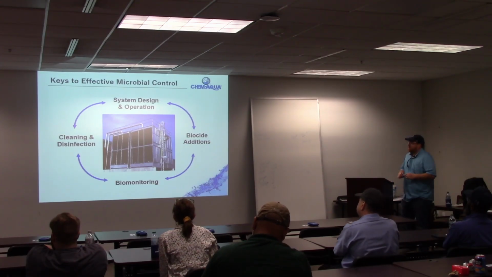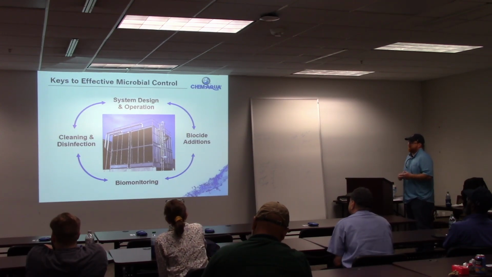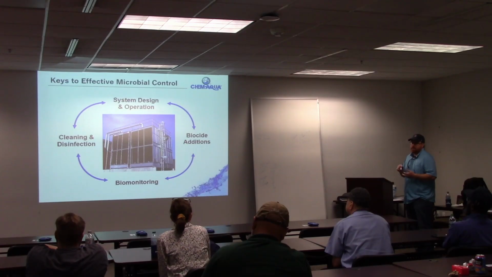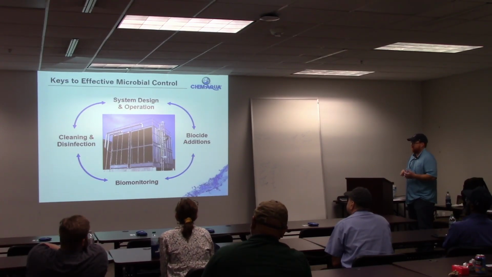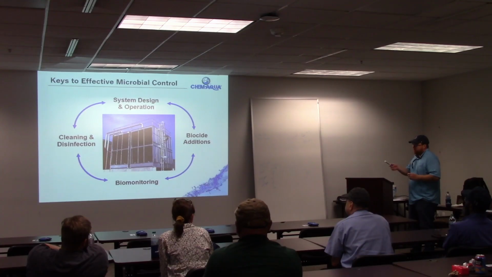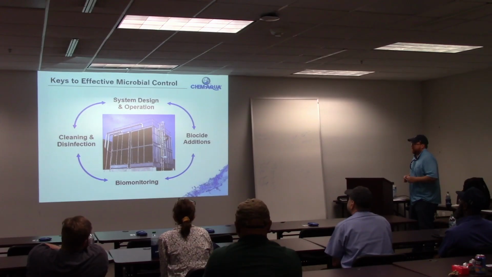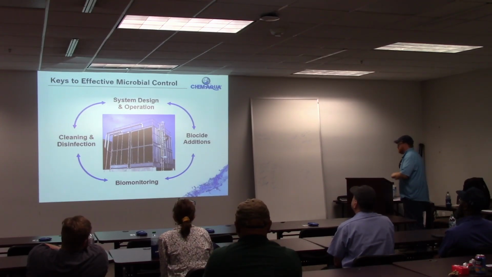All right, so keys to effective microbial control: system design and operation, which we were just talking about. Minimizing dead legs, minimizing offline systems, minimizing low flow, no flow situations. Obviously, biocide additions through water treatment is very important. Monitoring biological growth with dip slides and things like that, or lab testing can be really important as well. And then also cleanings and disinfections. So doing your proper preventative maintenance on your systems is huge.